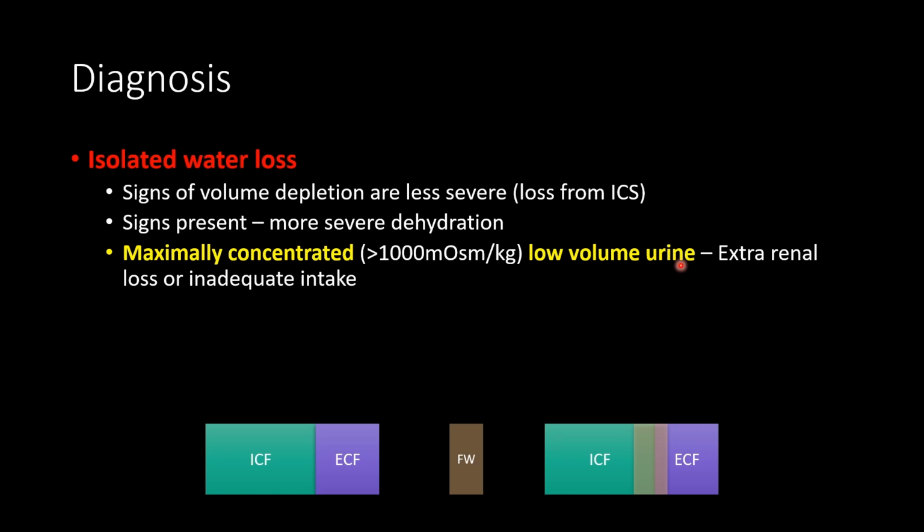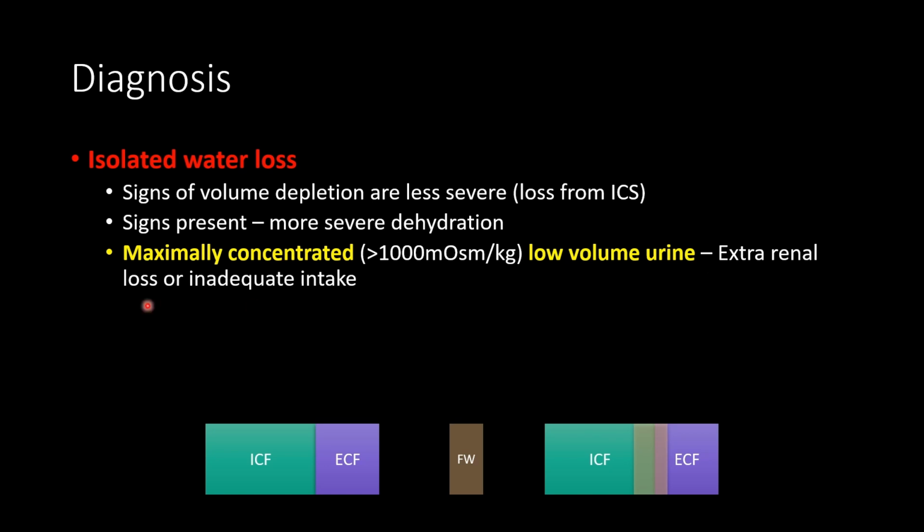So what will the kidney do? The kidney will excrete less and less urine. It will actually excrete the least urine volume possible, just enough to excrete the solute load from the body. So the urine volume will be low and the concentration of the urine excreted will be high. That will be present in a case of extrarenal loss or inadequate intake.